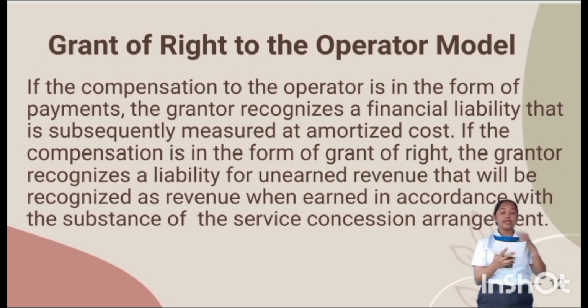So, instead of paying cash, the government can let the operator earn money by allowing them to collect fees from users like toll fees on a highway, giving them access to another revenue generating asset. So, if the government does this, it seems like their revenue goes around in circles, because it is still an asset.